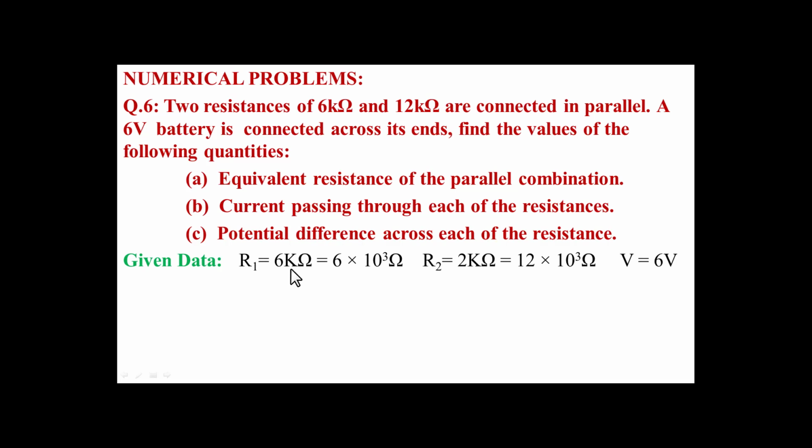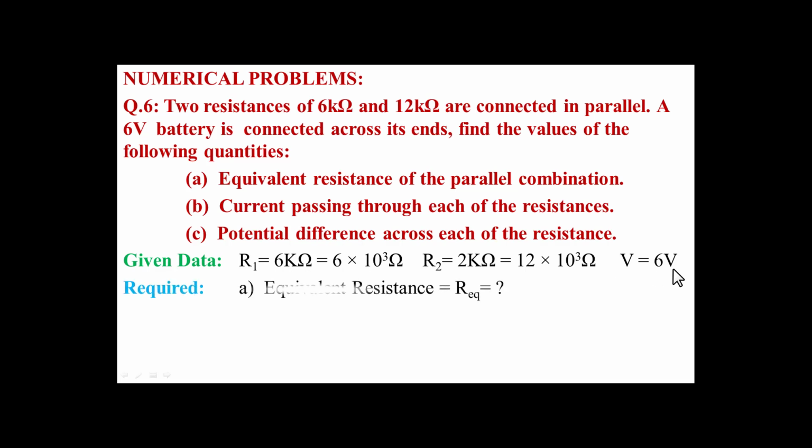Now, write the given data. R1 is equal to 6 kilo ohm. 1 kilo is equal to 10 raised to power 3. So R1 is equal to 6 multiplied by 10 raised to power 3 ohm. R2 is equal to 2 kilo ohm... not R2, that value is 12. So R2 is equal to 12 kilo ohm, and that is equal to 12 multiplied by 10 raised to power 3 ohm. And the voltage of the battery V is equal to 6 volt.